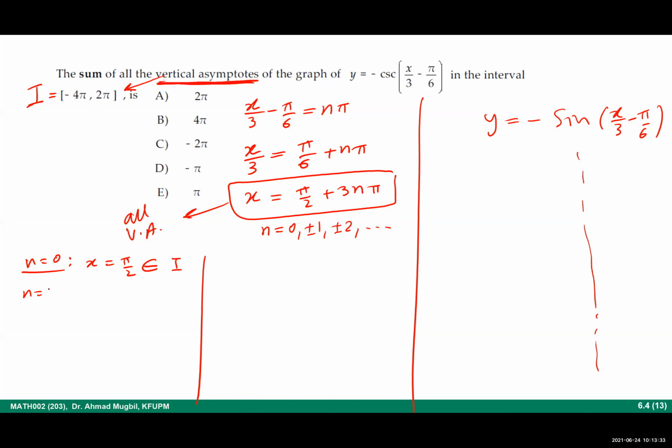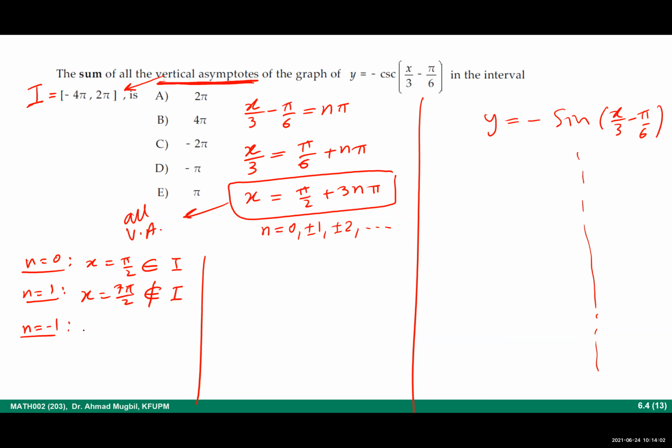Now, if n is 1, what will we have? This will be 3. 2 times 3 is 6. 6 plus 1 is 7. So x will be 7 pi over 2. 7 over 2 is greater than 2, ya shabab. So it is not in I. So stop. Don't try n equals 2, because of course it will be bigger and bigger. So only 1? No. You didn't try negative 1 and negative 2 and so on.